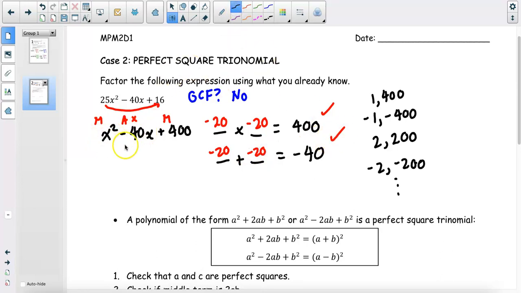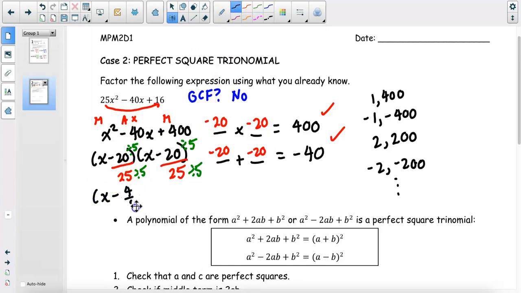Because we turn this into a simple trinomial, we can write this as x minus 20, x minus 20. We did the slide, so now we have to do the divide. We're going to divide these by the number we slid over, which was 25. And we can reduce both of these fractions here. If we divide this numerator by 5 and this by 5, and this numerator by 5 and this by 5, that's going to give us x minus 4 over 5 and x minus 4 over 5.